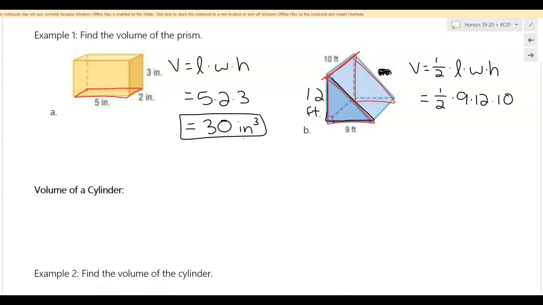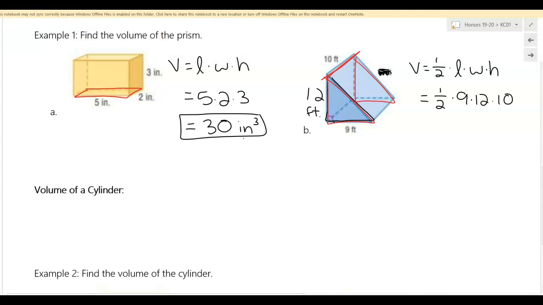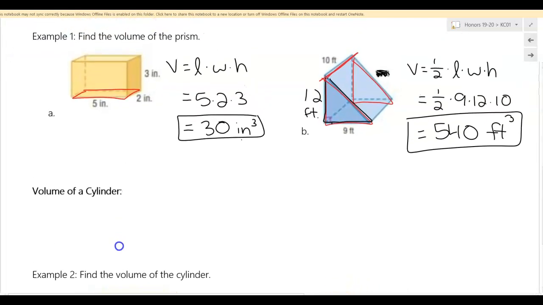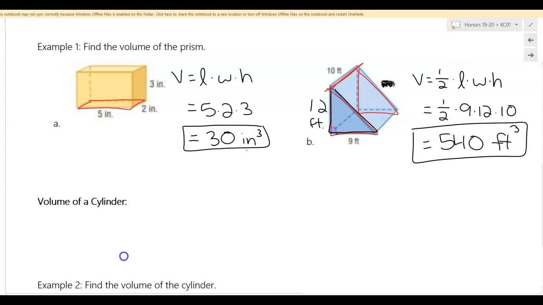It's going to be a lot more important when we come to cylinders to see where that height is, even if they're flipped over. So 1/2 times 9 times 12 times 10 is 540, I believe, feet cubed. And that's it for prisms, both rectangular and triangular.